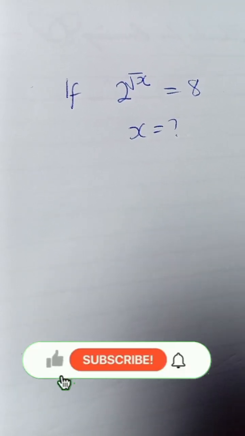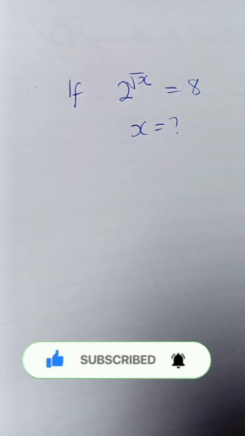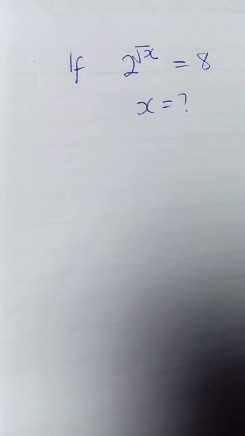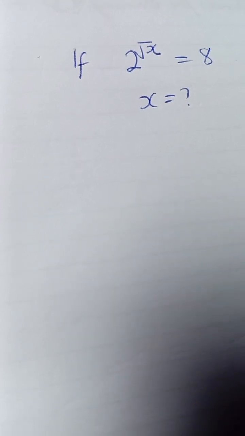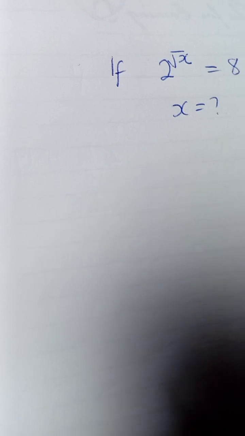If 2 to the power of root x equals 8, what is the value of x? We shall be solving this problem with 2 different methods. Alright, so let's use the logarithm rule for method 1.